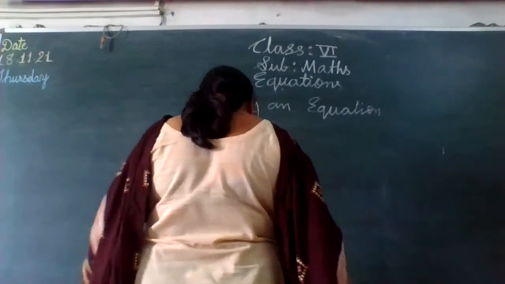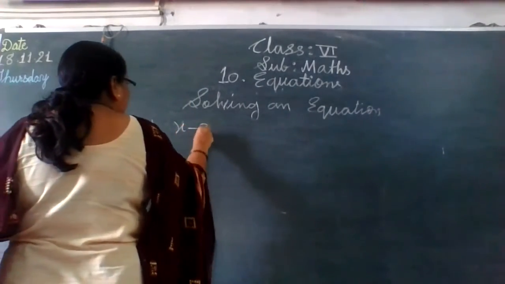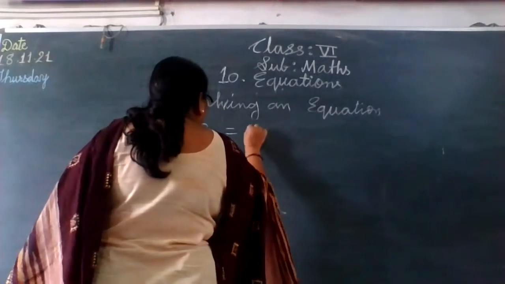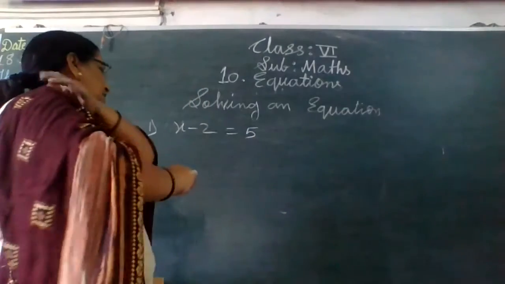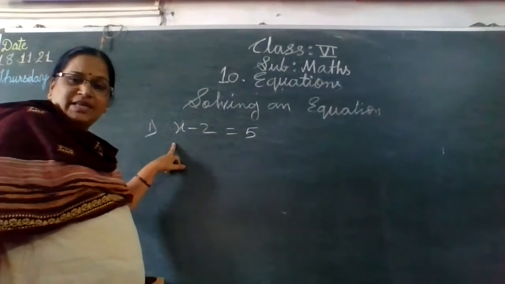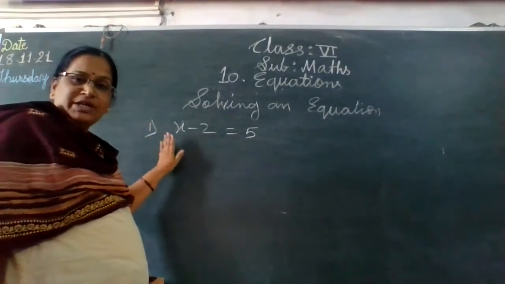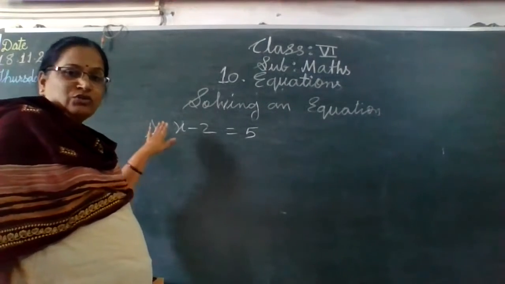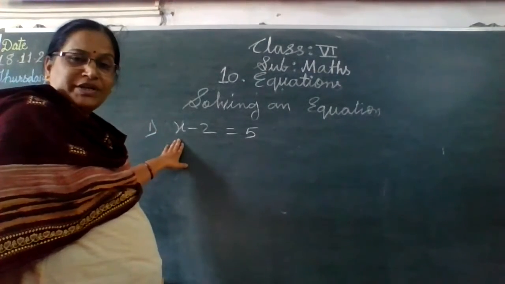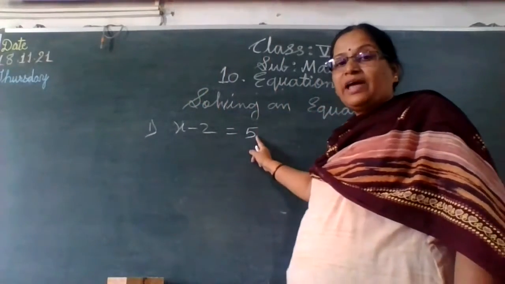First question is x minus 2 equals 5. See children, it is an equation, it has the equality, and the variable is x. So you have to find the value of this variable. It is an unknown quantity. You have to find out the unknown quantity from which, if you subtract 2, your answer will be 5.